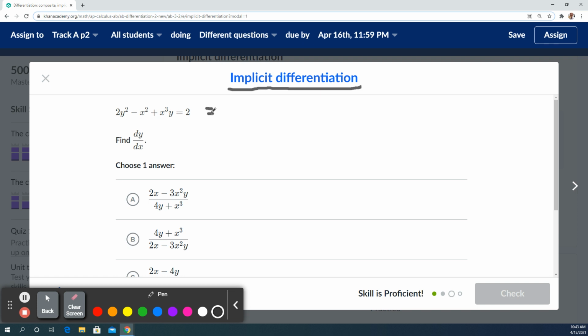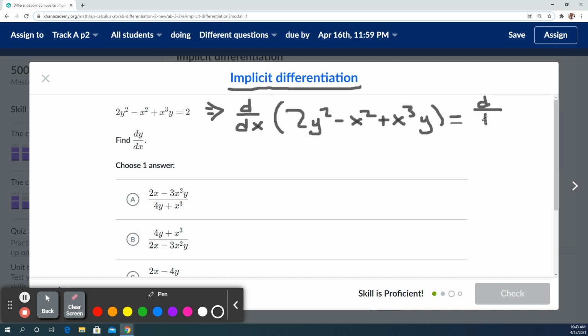So let's just go ahead and write things out real clearly. We have that we're doing dx of the entire function. And what you do to one side, you do to the other. We're doing the derivative with respect to x to both sides. All right, so on the right side here, that's just 0. So this is going to be 0.